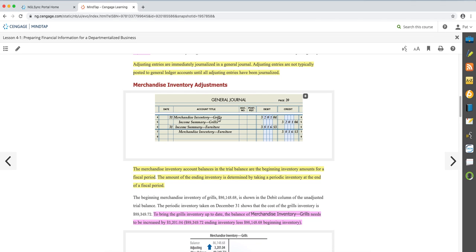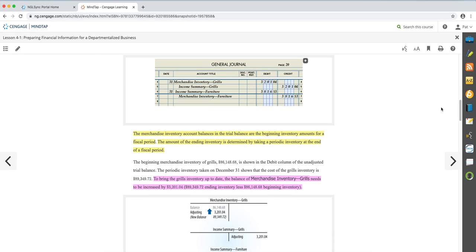Here, grills went up. So then we credit income summary. Here, our furniture inventory is lower than at the beginning. It's not bad or good. It's just what it is. And so we want to reflect this with an accurate number of merchandise inventory. With the furniture, we have to lower it, but with grills, we have to increase it.